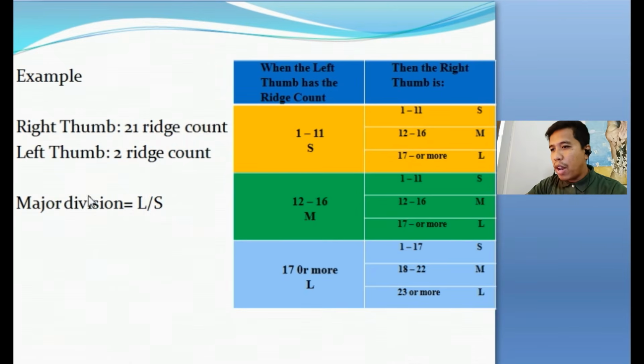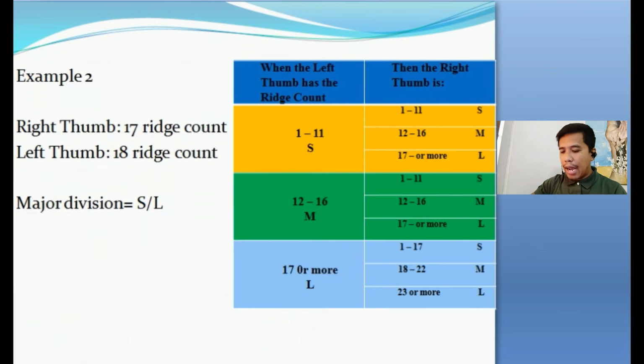But in example number 2, so that you will understand the principle behind why you have to start with the left hand, take a look at example number 2, cadets. Now, the left thumb is 18. The right thumb is 17. Now, take a look. The major division is S over L, small over large. Why? Again, you have to start with the left thumb.